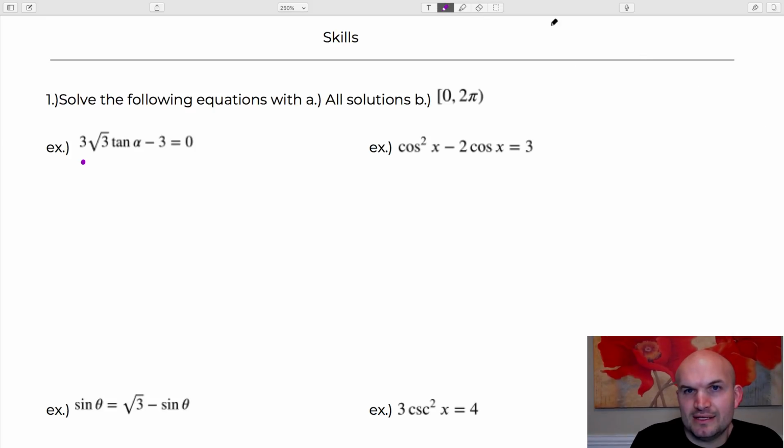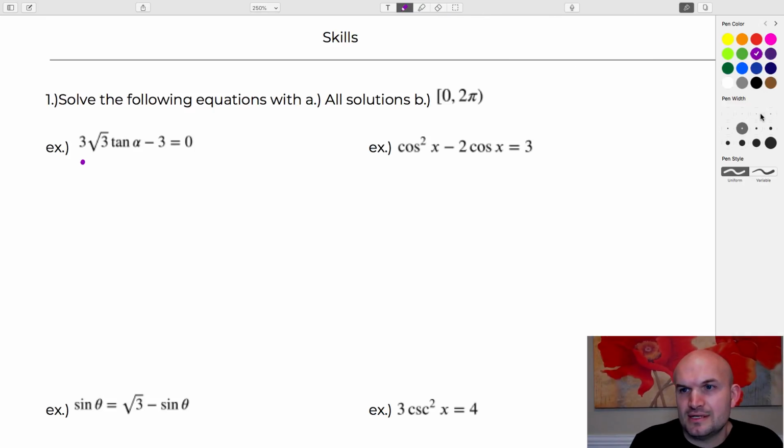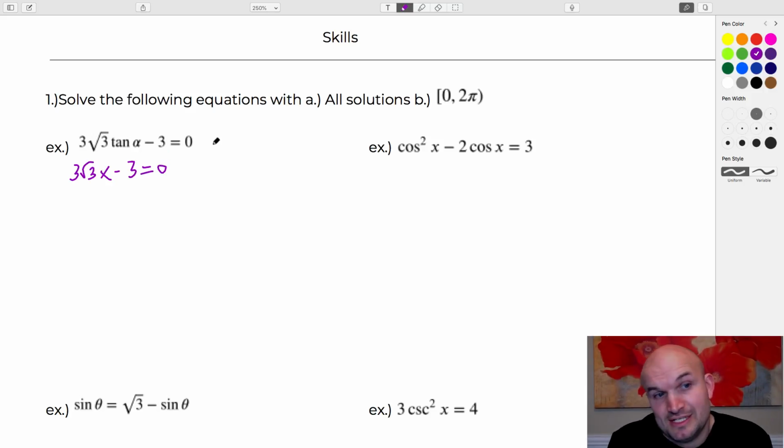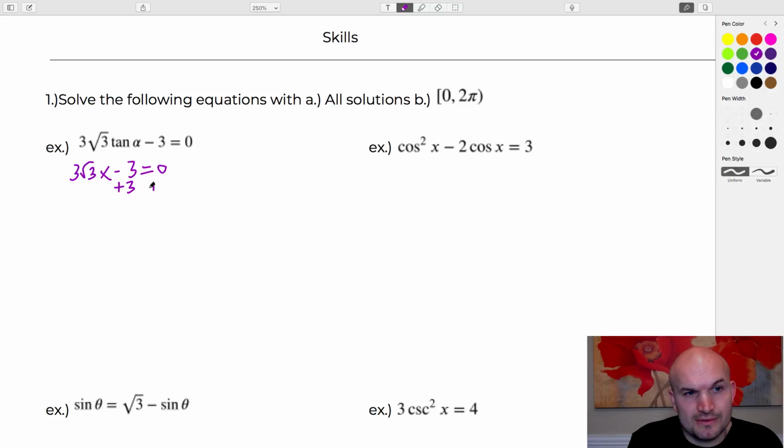Let's just pretend it's an x. So let's pretend I have 3 square root of 3 x minus 3 equals 0. Right? Let's pretend we're in Algebra 1 or Algebra 2, and I say solve for x. What would you do here? Well, to isolate the x, you would add the 3 to both sides.